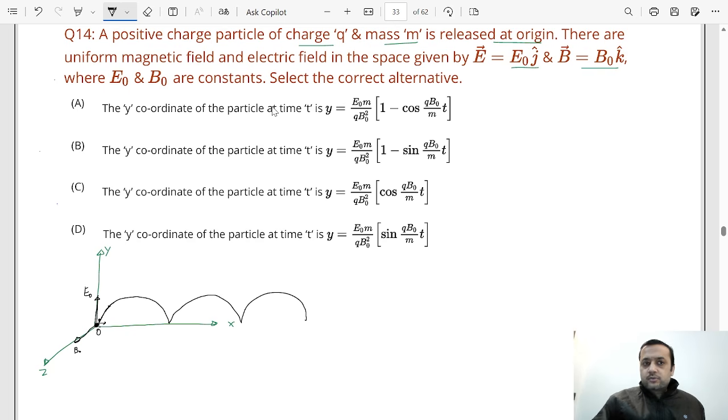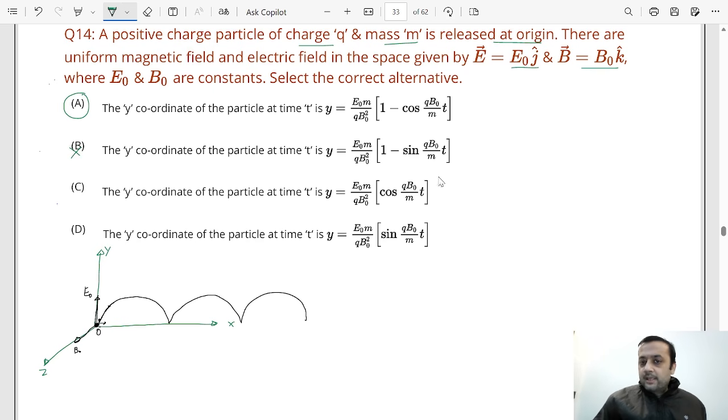So if I put t equals to 0 in the option A, look, y coordinate should be 0. If I put t equals to 0 here, you can see this cos theta will become 1 and 1 minus 1 will be 0. So y coordinate is becoming 0. That means this is a possibility. If you put t equals to 0 here, then sin theta will become 0. Here you don't get y coordinate 0, which is wrong because we know that at time 0 the particle must have been at the origin.